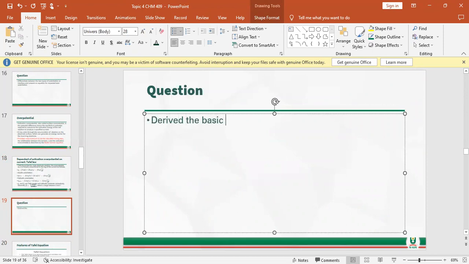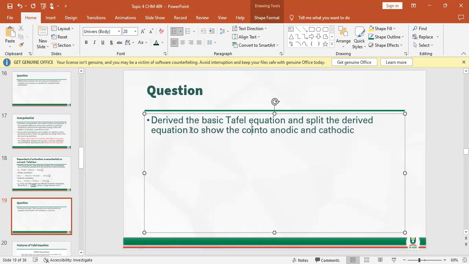Derive the basic Tafel equation and split the derived equation into anodic and cathodic, and split the derived equation to show the contribution of anodic and cathodic polarization.